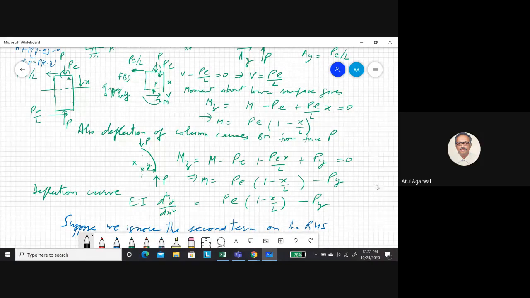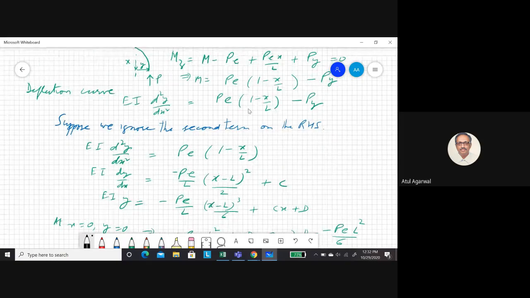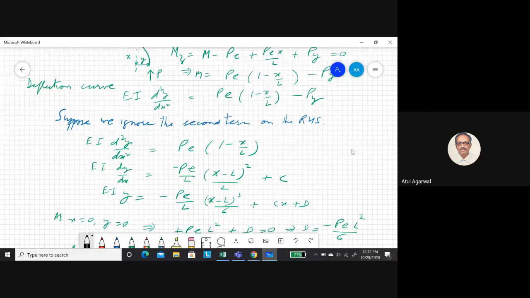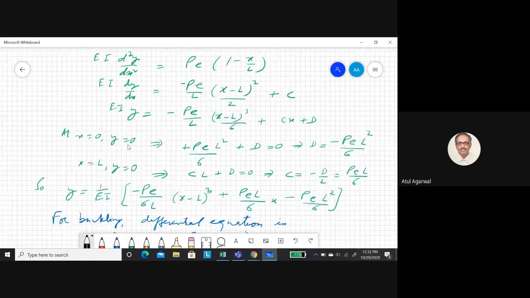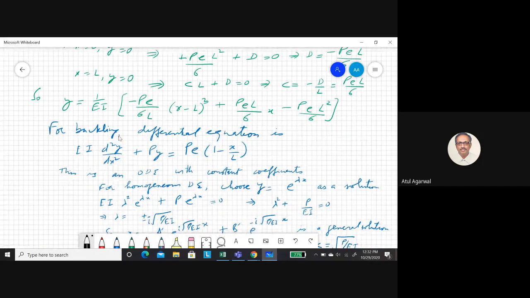So you get the bending moment, you put it here. So this is a deflection curve. I'm just writing, if we ignore this term, P into y, this is a simple case, you can find the deflection. And you can find the total deflection curve with the boundary conditions. But if you do the full thing, your Py term comes to the left hand side.